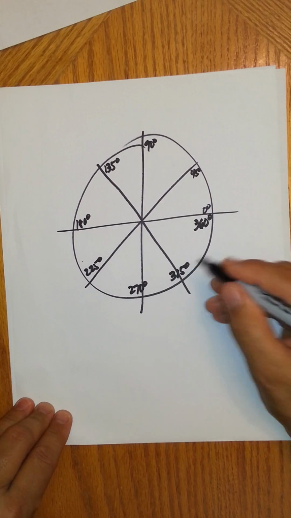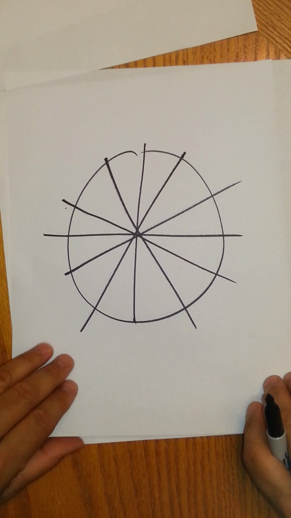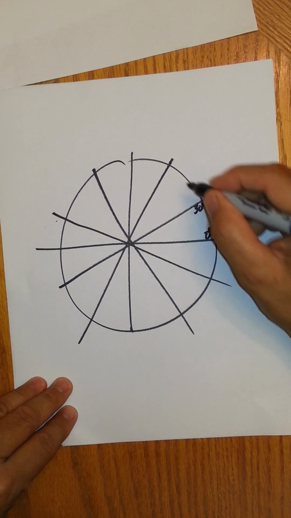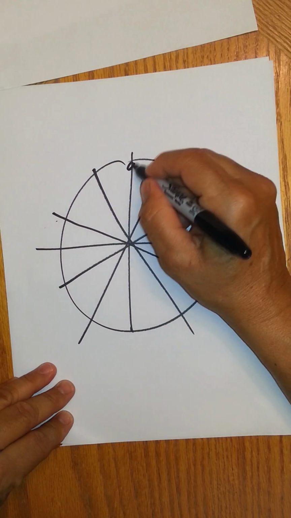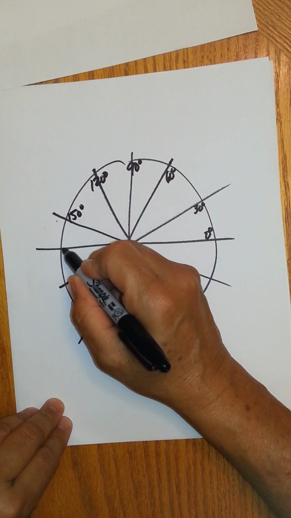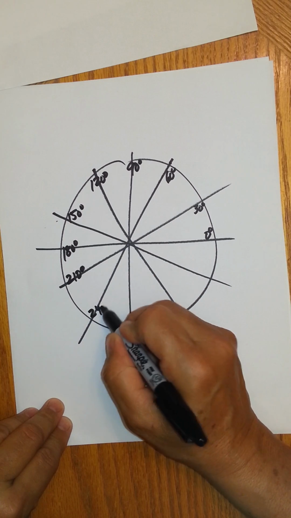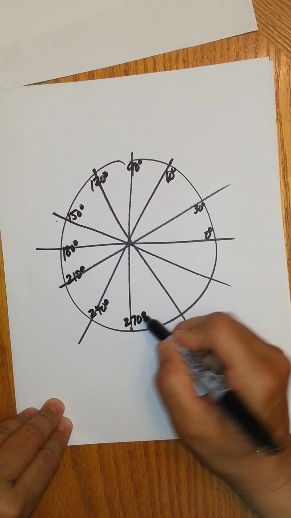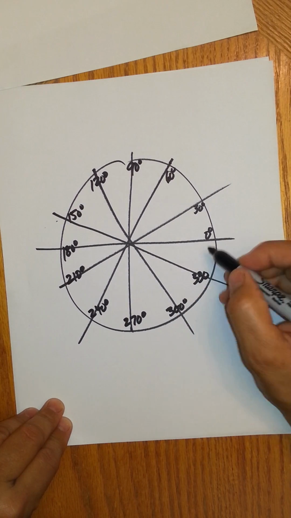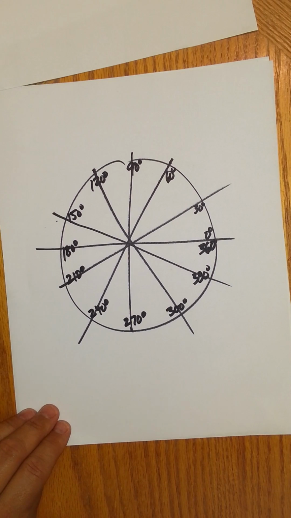Okay? Now if you do that with the 30s, you're going to have 0 degrees, 30, 60, 90, so keep adding 30, 120, 150, 180, 210, 240, 270, 300, 330, and 360. Okay, so there's your degrees.